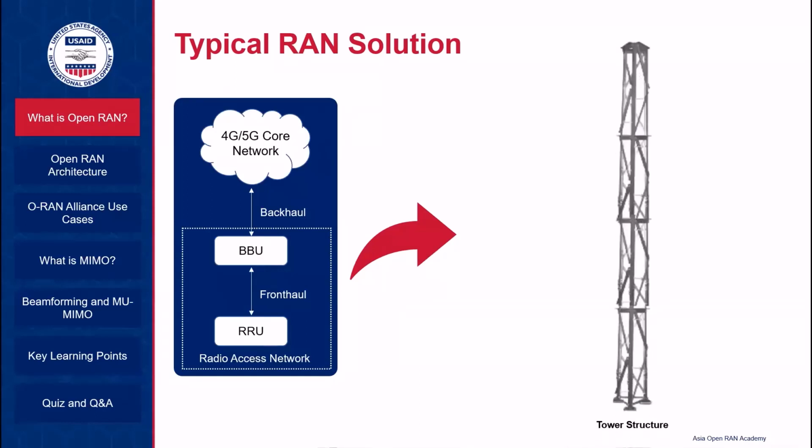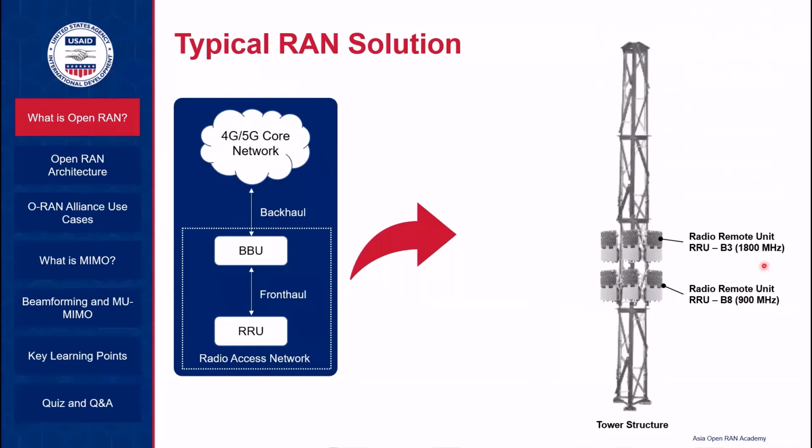So physically ganitong itsura ng site. Typical na makikita natin sa mga cell sites when you go out and look around sa mga klase ng radio access network. Meron tayong tower structure and then you can see the remote radio unit. These are the RF circuitry of the base station enclosed in a small outdoor module. Yan, ganyan lang itsura niyan. And then, it may vary on different frequency bands. For example, meron tayong mga RRU na band 3, meaning 1800 MHz, and band 8, 900 MHz. So, it depends on the different frequency bands.